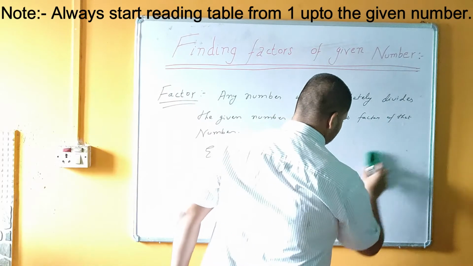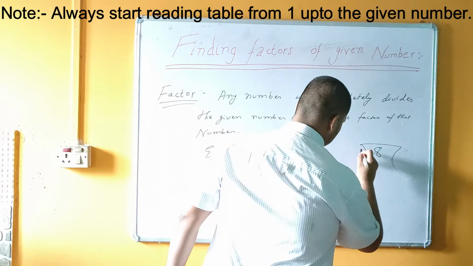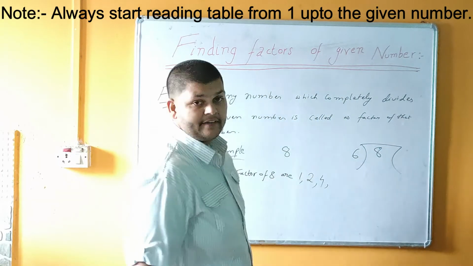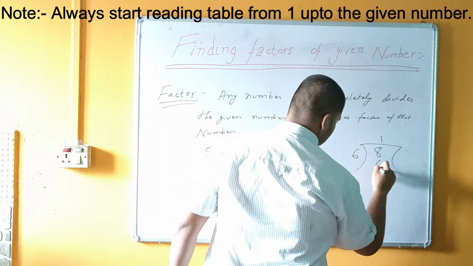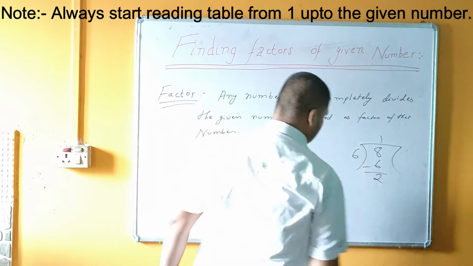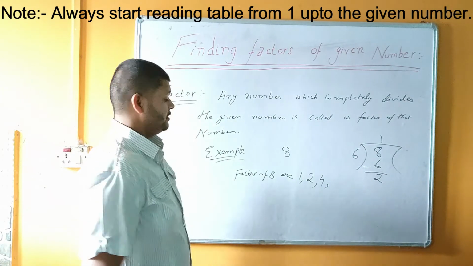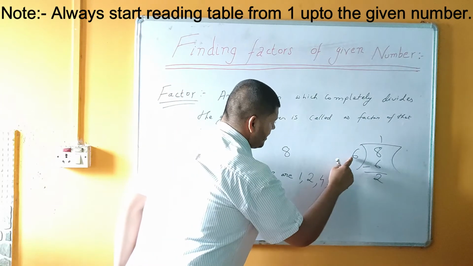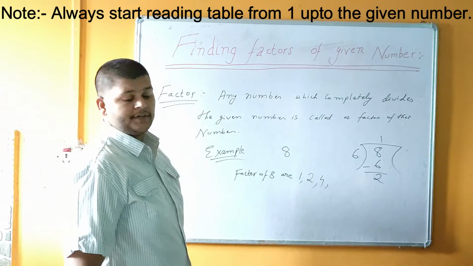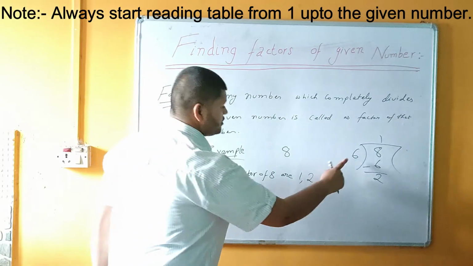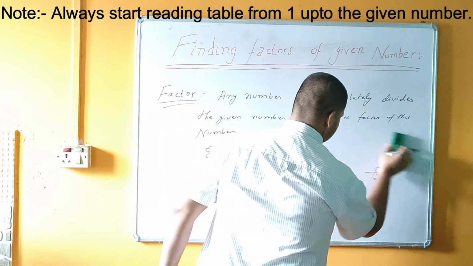We will move for 6. Do you think in the table of 6 this 8 is going to occur? No. 6 ones are 6. That means 2 is the remainder. So the remainder should be 0. Then only we can conclude that this number is a factor of the given number. But here the remainder is 2, which means this is not a factor of 8. Okay? So we simply discard it.